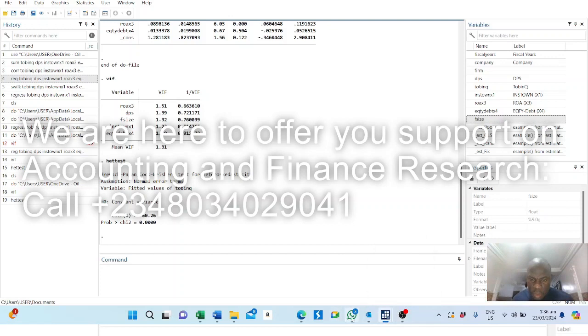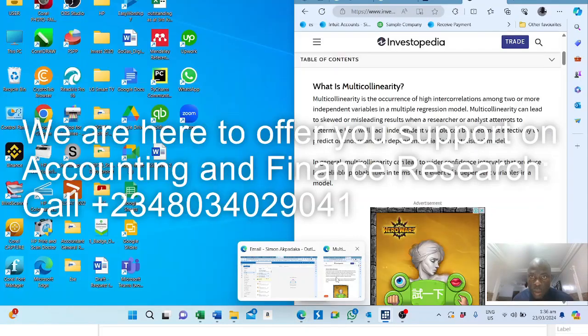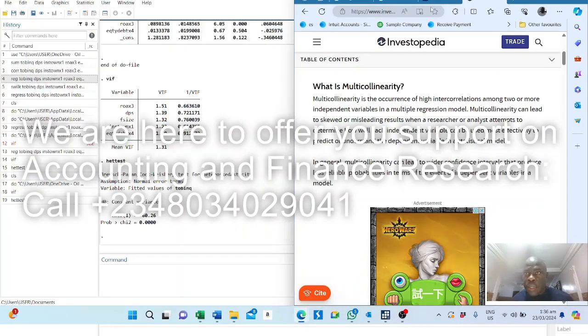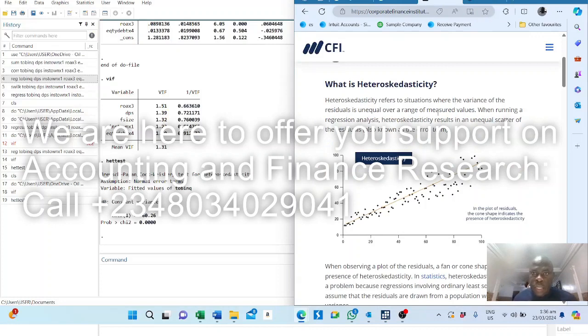But more specifically, for clarity of definition, I will be citing Investopedia and CFI. CFI looked at heteroskedasticity as a situation where the variance of a residual is unequal over a range of measured values. When running a regression analysis, heteroskedasticity results in an unequal scatter of the residuals, known as the error term.